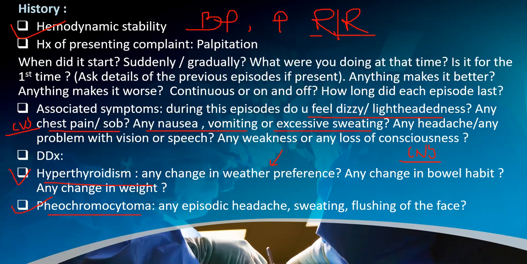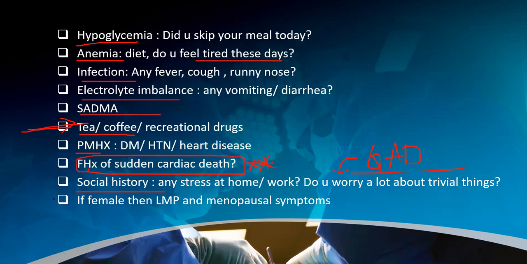Clear? So in your history, you will start with the reassuring, then go to the examiner for hemodynamic stability, ask about all the palpitation questions, associated CVS and CNS questions, then endocrine differential diagnosis, then you have anemia, anxiety disorder, you have medication, you have excessive tea, coffee, recreational drugs, SADMA, then you also have family history, you have history of stress, you have history of generalized anxiety disorder, panic disorder. So all these you have to ask one by one.